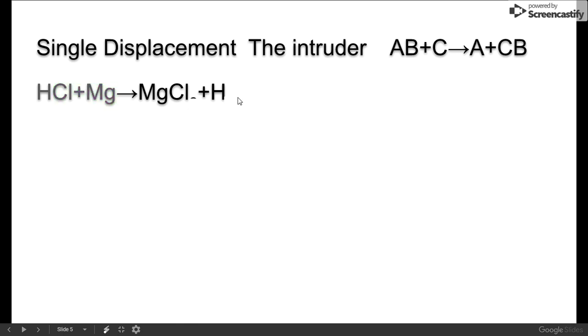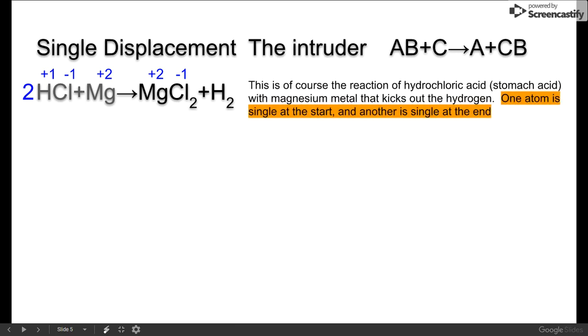But let's balance this equation. We get that. And then we know hydrogens can't go out by themselves. So we have that. Now we have an imbalance. We fix the imbalance. And we have this equation. Now it looks nasty. It's hard to see that it's a single displacement. So you ignore the numbers and pay attention to what's happening.